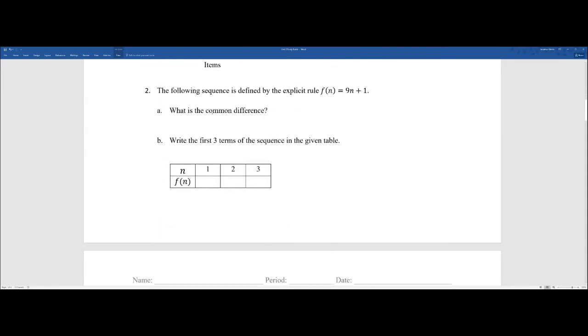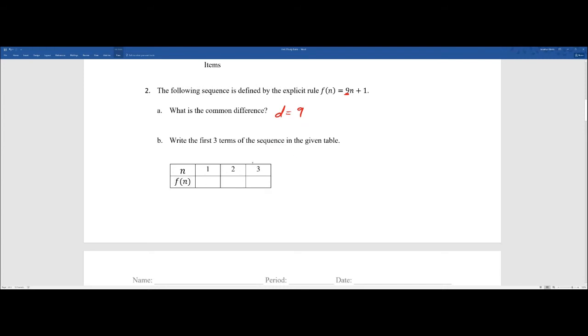All right, number 2, the following sequence is defined by this explicit rule. What is the common difference? Well, the common difference usually is the coefficient right before our variable, which is n. So our common difference here is d equals 9. Now we're going to prove this by writing the first 3 terms of the sequence that is given to us.